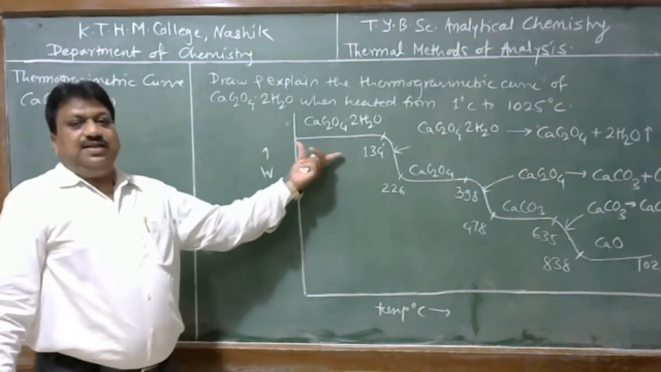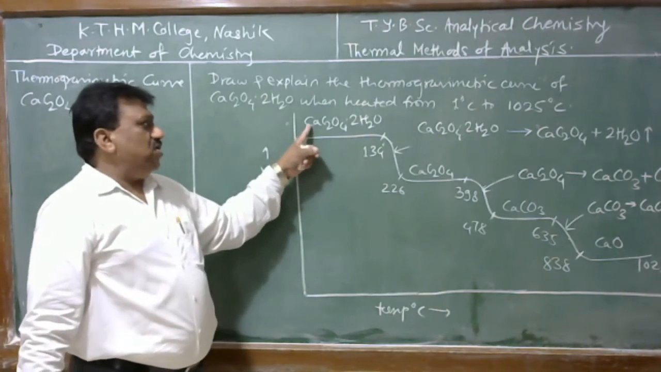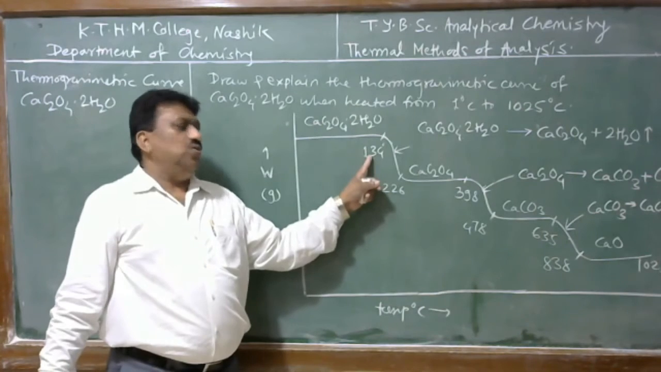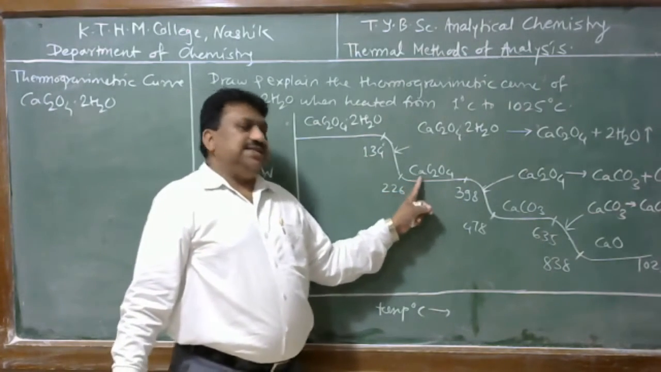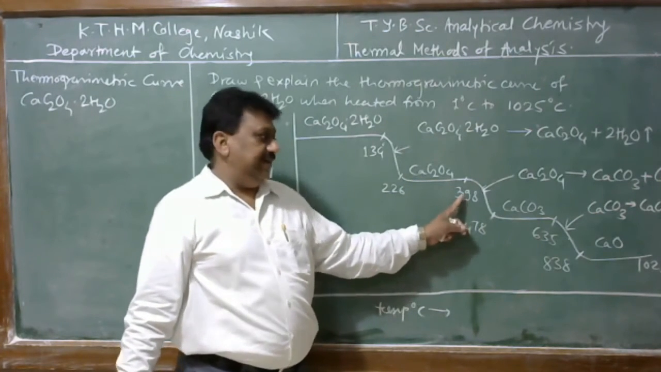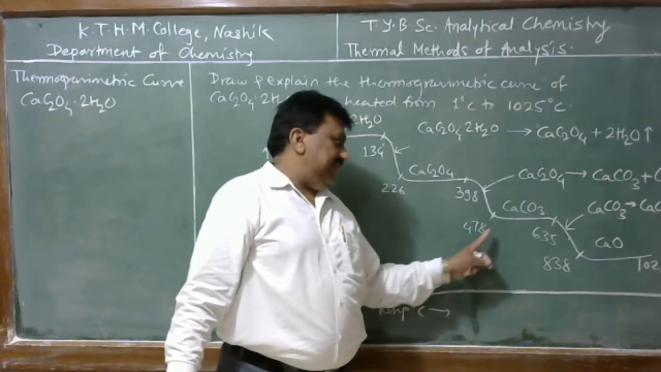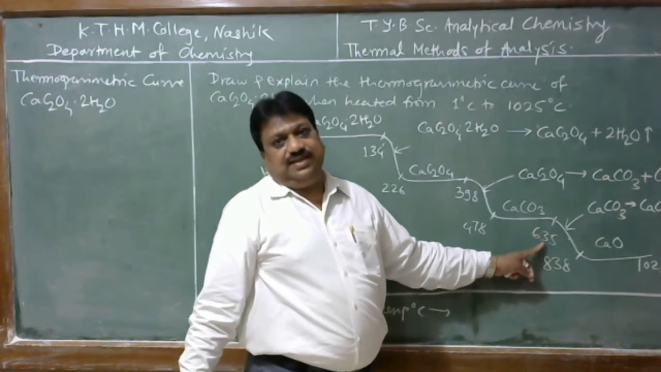Here the horizontal regions indicate the thermal stability of the substance. Calcium oxalate dihydrate is stable up to 134 degrees centigrade. Anhydrous calcium oxalate is stable up to 398 degrees centigrade. Calcium carbonate is stable up to 635 degrees centigrade.